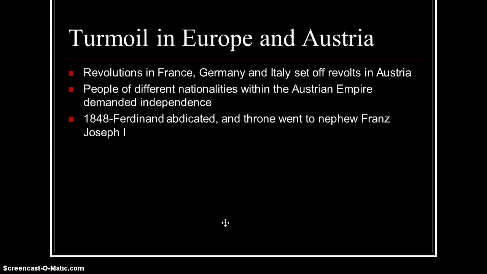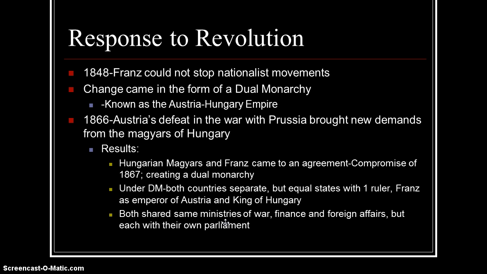all these countries had an effect on the Austrians, who were thinking, hey, why don't we have a revolution to remove the king? So people of different nationalities within the Austrian Empire started demanding independence, and we can see revolts and protests. So in 1848, Ferdinand, who was the king, abdicated, and the throne went to his nephew Franz Joseph I. The response to the revolution.